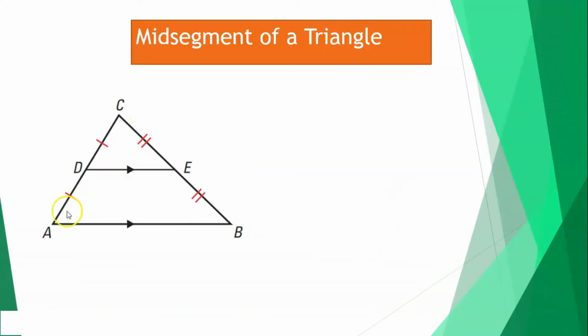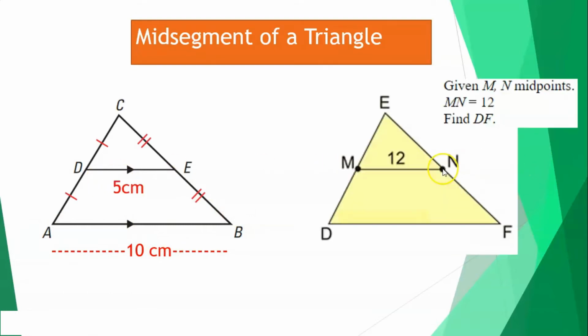Now, given this triangle ABC, this DE here is a mid-segment of triangle ABC. If AB is given as 10 centimeters, it would follow that DE is 5 centimeters. Another. Given this triangle DEF with mid-segment MN equal to 12, the value for DF here will be 24. So, double to get the third side.